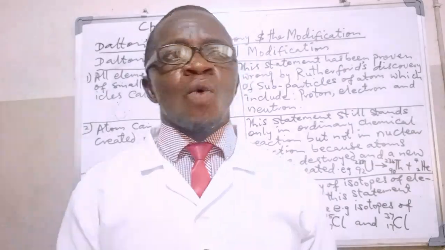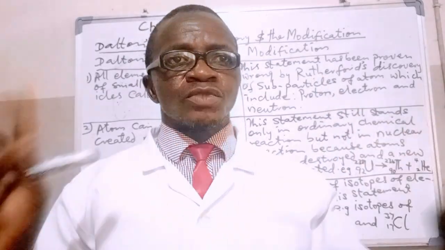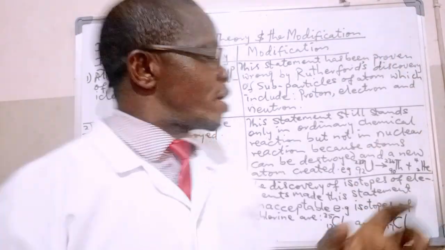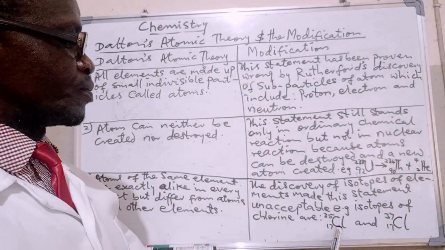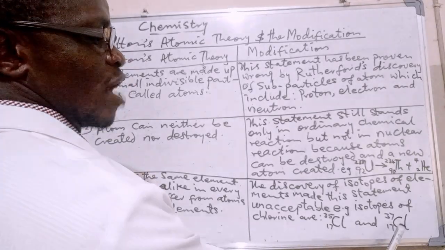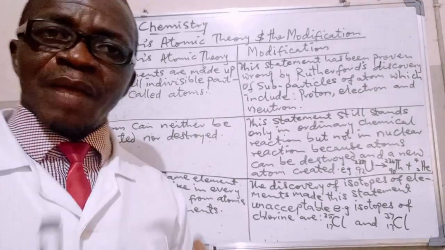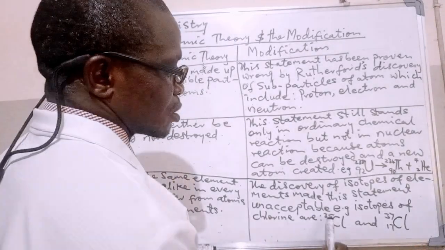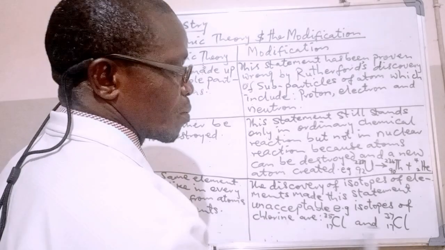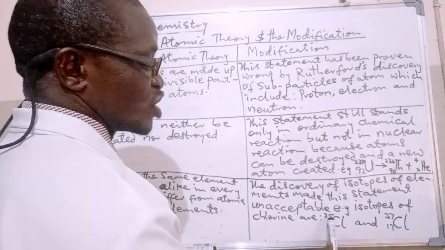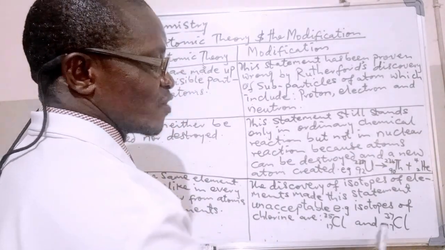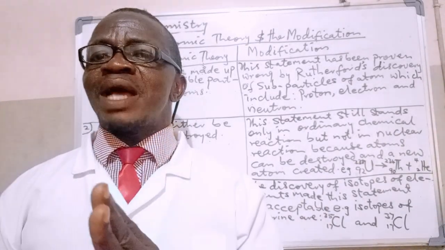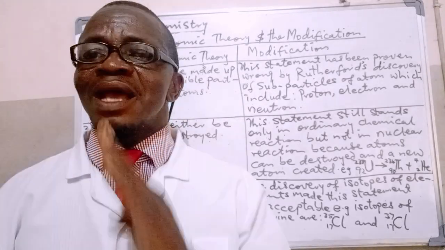A situation whereby you have atoms of the same element having the same atomic number but different mass number. Like in the case of chlorine, you have chlorine, the same element. The atomic number, not mass, is 17 and 17, they are the same. But considering mass, 35 and 37, are they the same? No. So, atoms of the same element are not exactly alike.